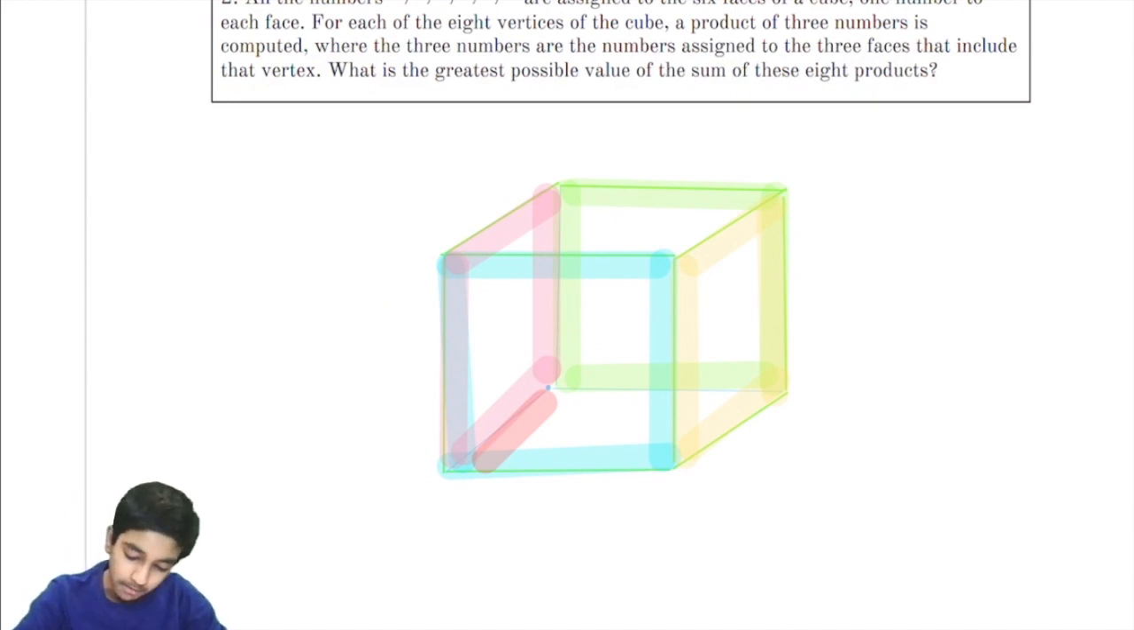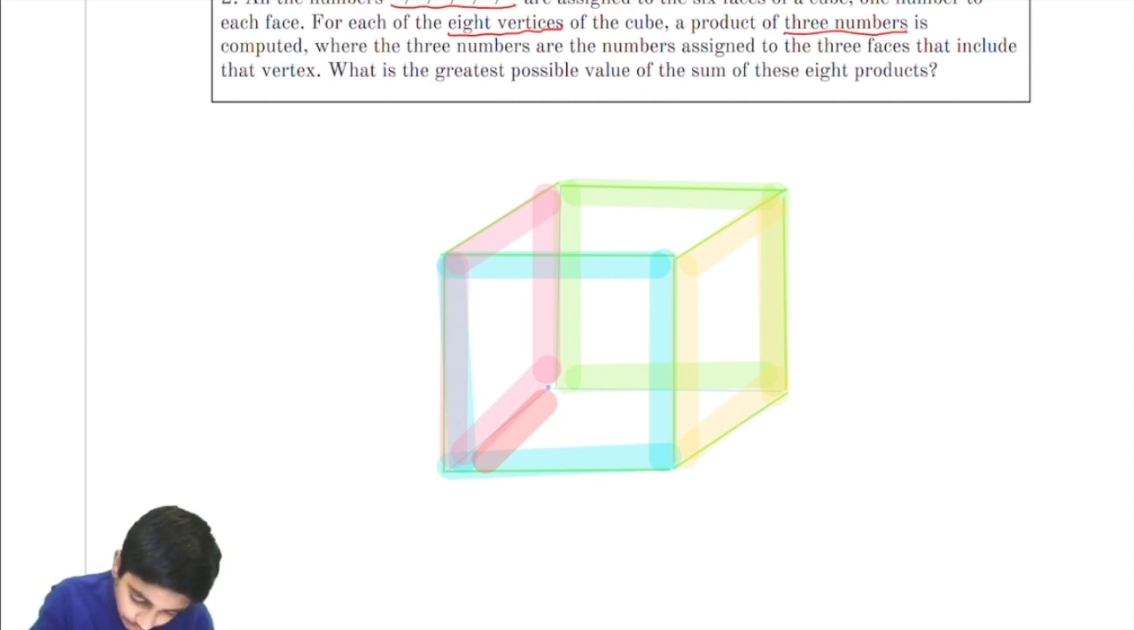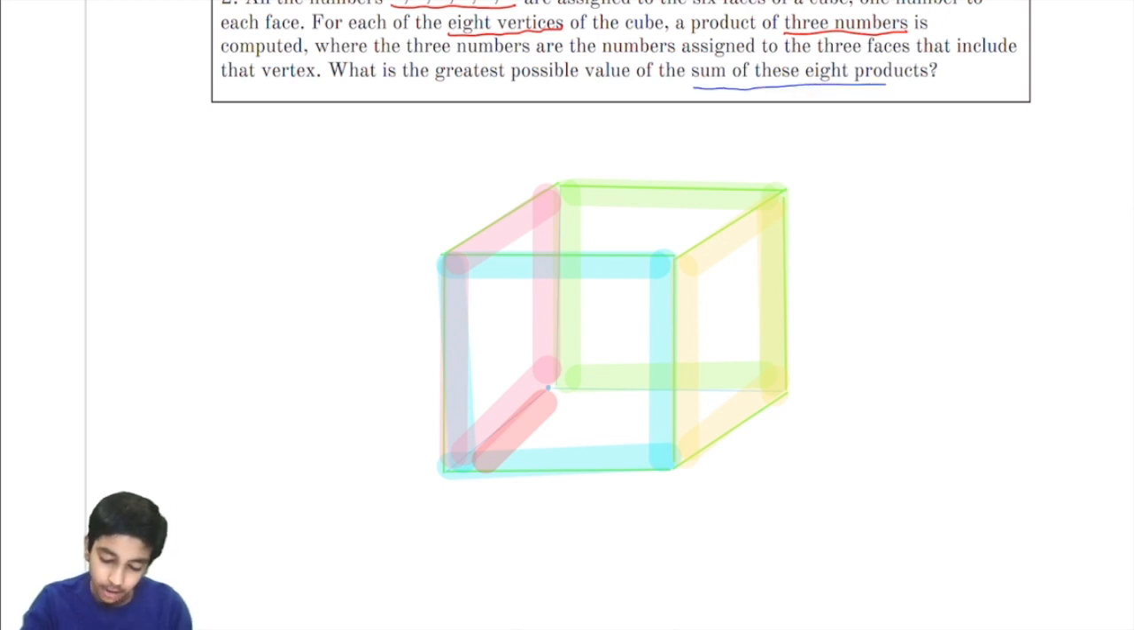Okay, now let's look at this problem. The numbers 2, 3, 4, all the way till 7 are assigned to the 6 faces of a cube, one number on each of the faces. For each of the 8 vertices, we're multiplying the 3 numbers on the 3 adjacent faces, and we're to find the greatest possible sum of these 8 products.